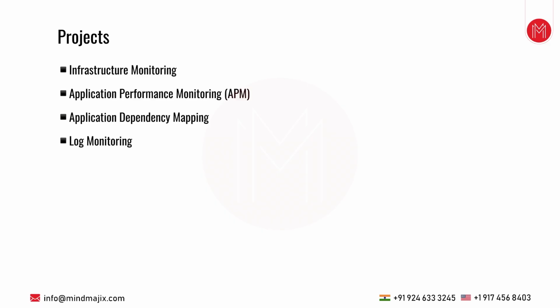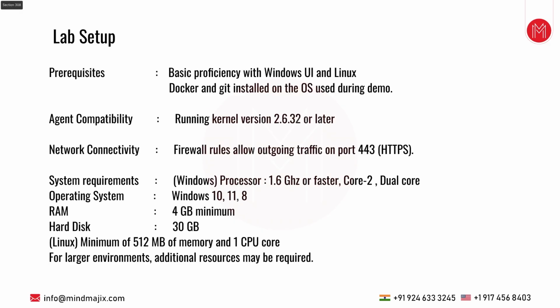To follow along with this course, let's go over the prerequisites and system requirements for this lab. You will need a basic proficiency with the Windows UI and Linux, as well as Docker and Git installed on the operating system you will be using. In addition, it's important to note Datadog agents require a running kernel of 2.6.32 or later, and network connectivity and firewall rules open for outgoing traffic on 443.